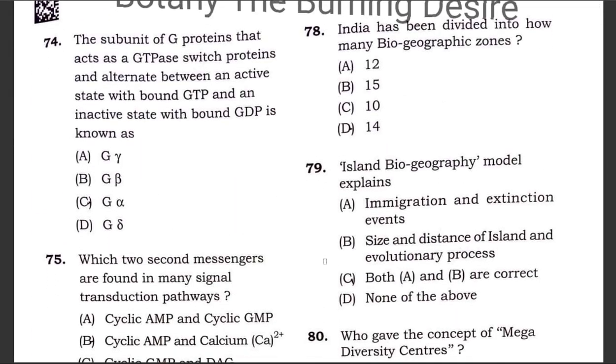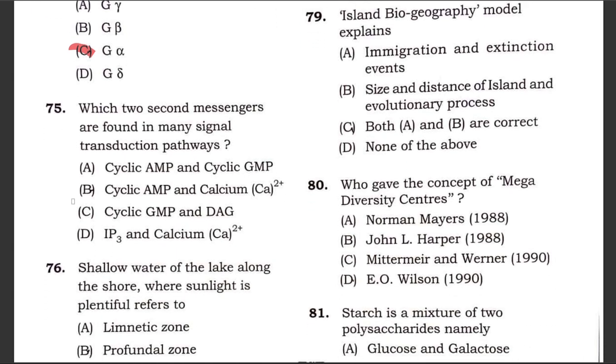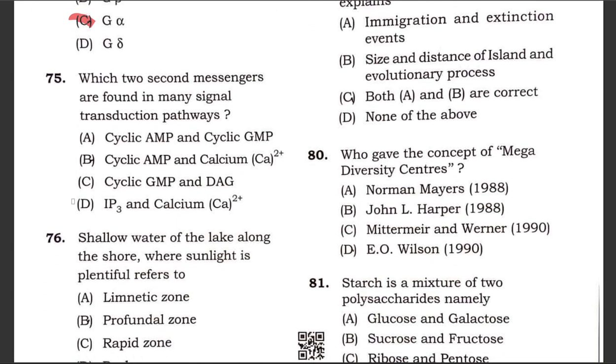Then the subunit of G protein that has the GTPase activity, of course, the G alpha. Which two second messengers are found in many signal transduction? Of course, the calcium and cyclic AMP. So B is the right answer.